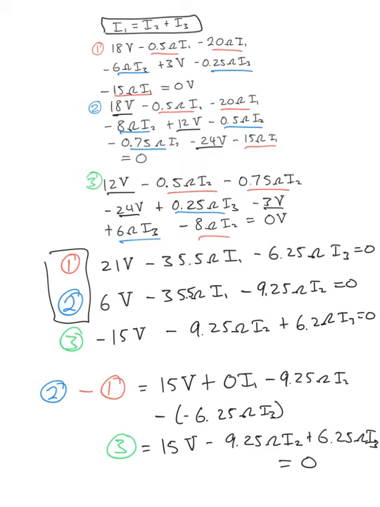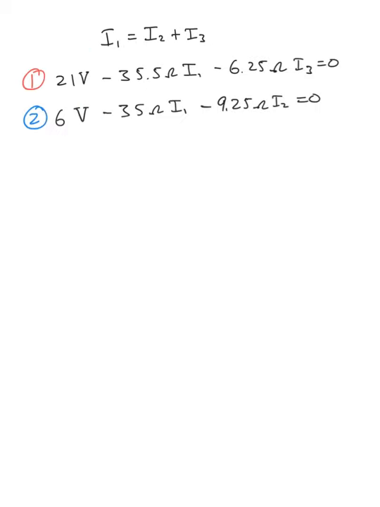So what we're going to do is take our 2 simplified loop equations 1 and 2, and combine them with our current equation, I1 equals I2 plus I3, and we're going to try to solve those 3 equations together to find values for I1, I2, and I3. In order to solve these 2 equations, I'm going to take my current equation and plug in I1 equals I2 plus I3 in both of these equations.